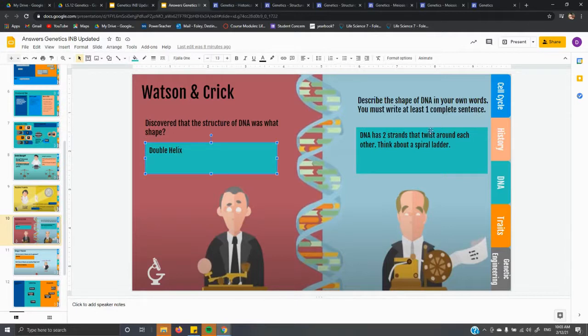Describe the shape of DNA in your own words. So DNA has two strands that twist around each other. Think about it as like a spiral ladder. So it kind of looks like a ladder, like a staircase, like one of those fancy spiral staircases. Kind of looks like that.